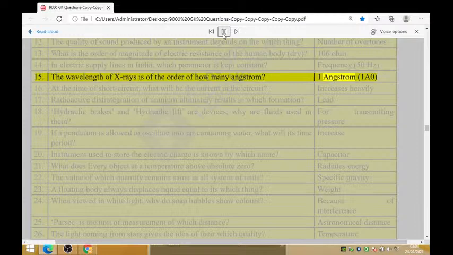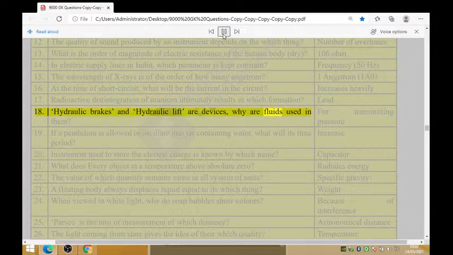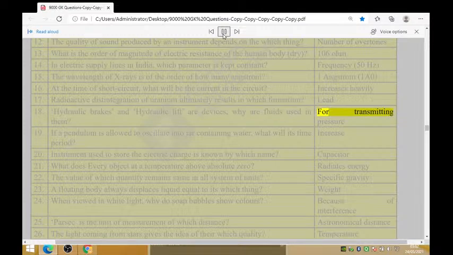16. At the time of short circuit, what will be the current in the circuit? Increases heavily. 17. Radioactive disintegration of uranium ultimately results in which formation? Lead. 18. Hydraulic brakes and hydraulic lift are devices. Why are fluids used in them? For transmitting pressure.